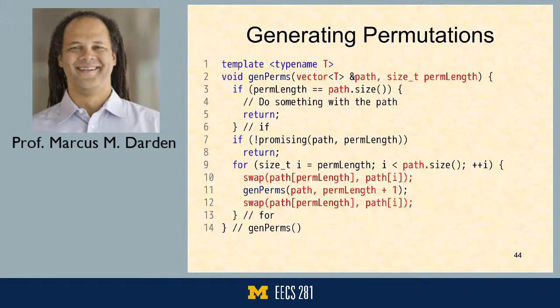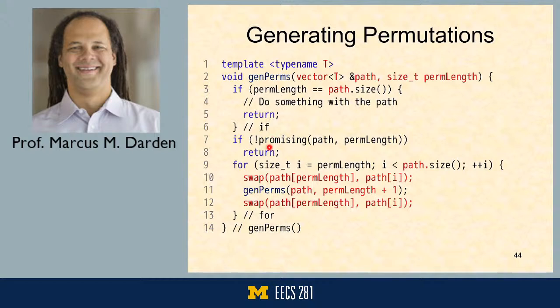You see that this is a full setup branch and bound algorithm. It's got the elements, right? Here is my solution check. Is perm length equal to path size? Is the number of things in my permutation equal to the total number of things? If my permutation has all the things, that is the completed path, right? So there's my solution check.